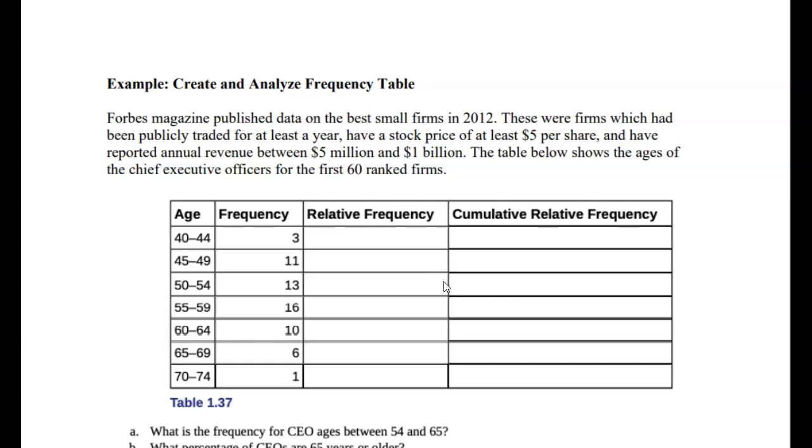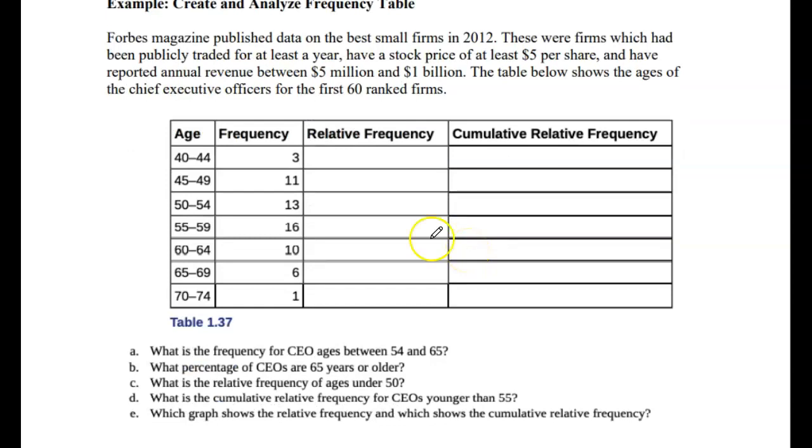Right, so let's look at the table. We have the ages split up into different categories of 40 to 44, 45 to 49, and so on. We have the frequency, which means 3 of these 60 CEOs were between 40 and 44, 11 were between 45 and 49, and so on. Alright, so let's see if we can answer some of these questions.